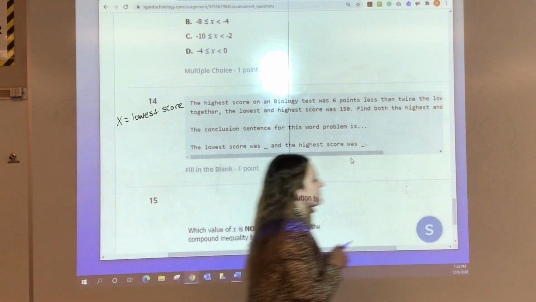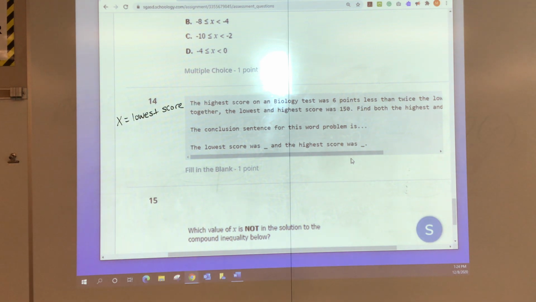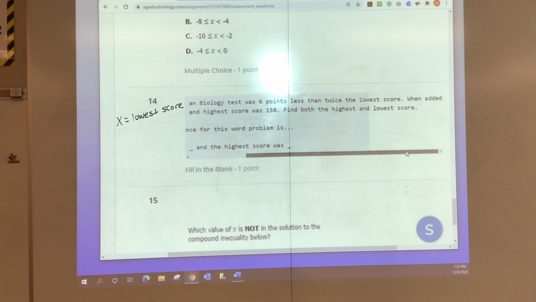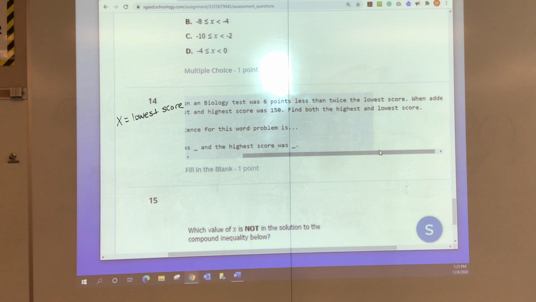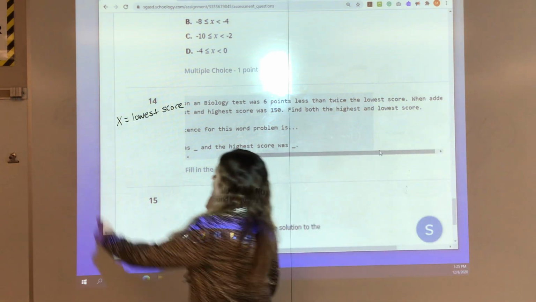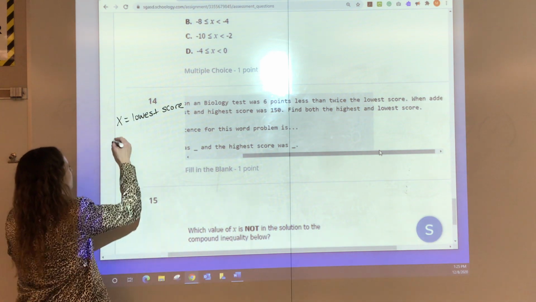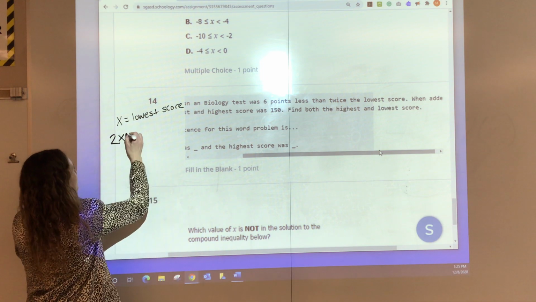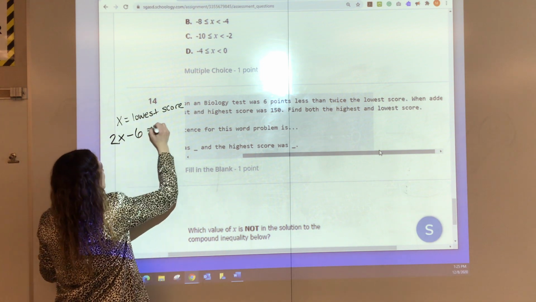So let's read that first sentence and see if we can decode or translate how to write their words into an expression. The highest score on a biology test was 6 points less than twice the lowest score. All right, 6 points less than twice the lowest score. If I wanted twice this lowest score, I'd have to multiply it by 2. And then if it's 6 points less than, I know I'm going to have to be subtracting 6. So this is going to be the highest score.